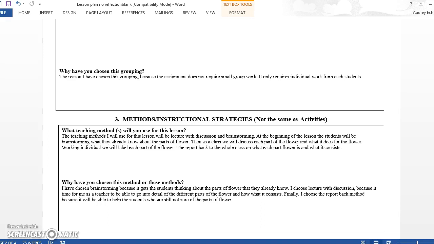And I chose the lecture with discussion because it gives me time as a teacher to be able to go through in detail the different parts of the flower and how it works and what it consists of. Finally, I chose the report back method because it gives me time to be able to understand which student needs help with the different parts of the flower.